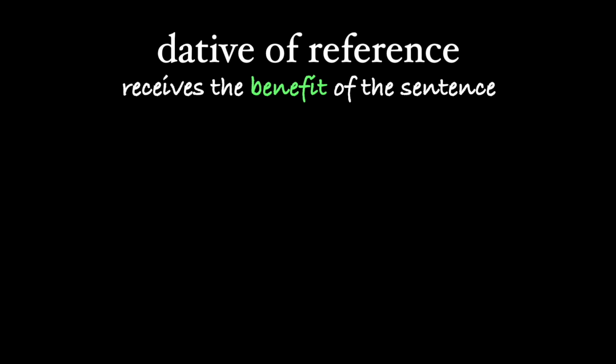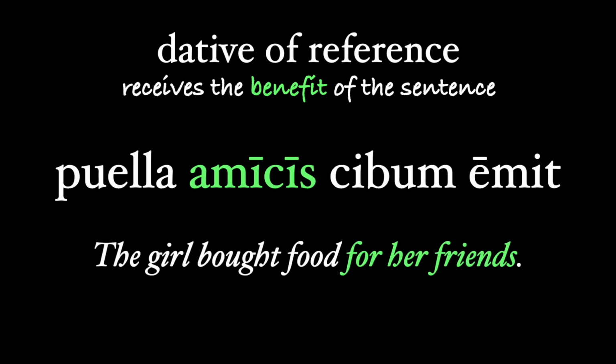And let's do one more where "for" works better than "to." Puella amicis cibum emit. The girl bought food, and our dative amicis, for her friends. The friends are receiving the benefit of the girl's buying of the food. And let's do a few review sentences so you can practice both identifying the dative case noun and translating. Feel free to pause the video to work through these sentences, looking up vocabulary that you need, and seeing if you can come up with a good translation.